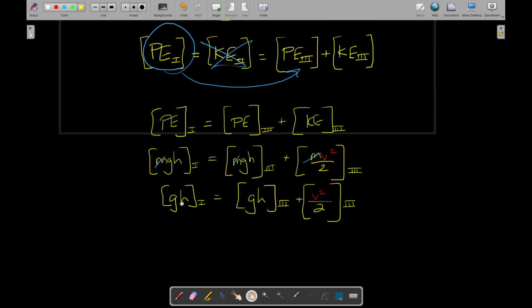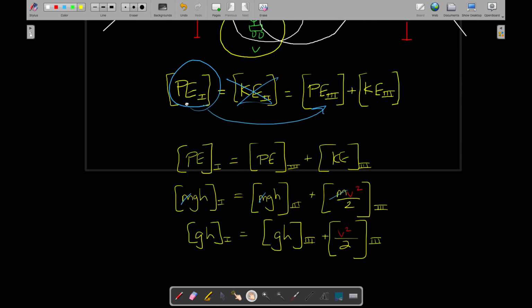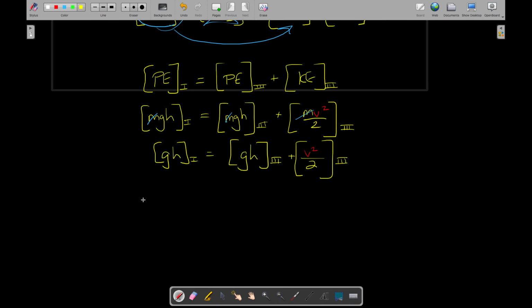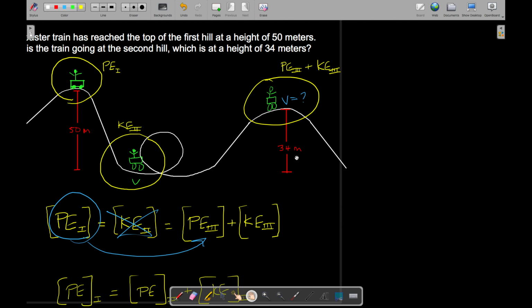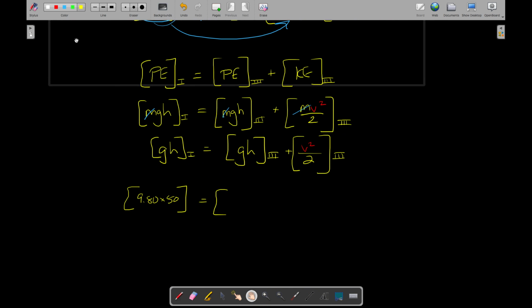Let's go ahead and plug in our values. I don't like to move the equation around until I can get one number for that part and one number for that part. So the height of the first hill is 50 meters. I'm going to write that down here. So we're going to say gravity, which is 9.80, and our height is 50 meters. And then the gravity and height of situation 3, up here, the height is 34 meters. So I'm just going to plug that in.